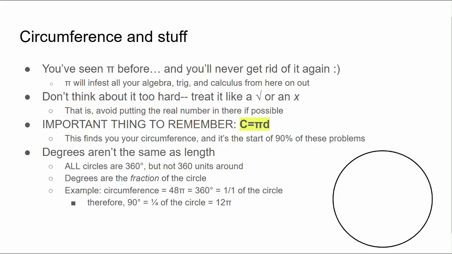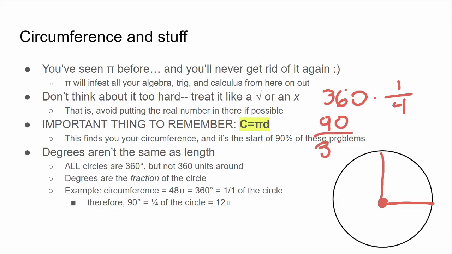And then after that, when you get a 90 degree angle, you know that 90 degrees is 1/4 of 360. And if you don't know that, you can use a calculator. 360 times 1/4, you get 90, or 90 over 360 would also be 1/4. So if you ever need to find what the ratio is, you can do that. But once you know that, you know that's a quarter of the circle.